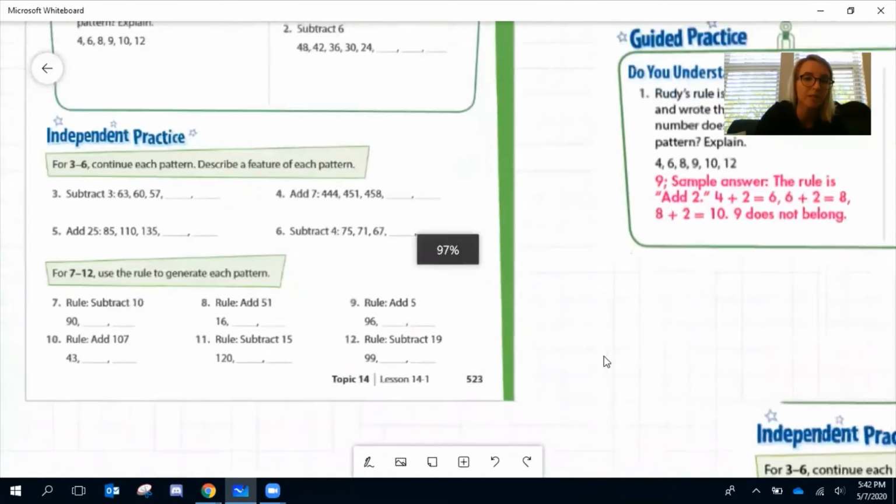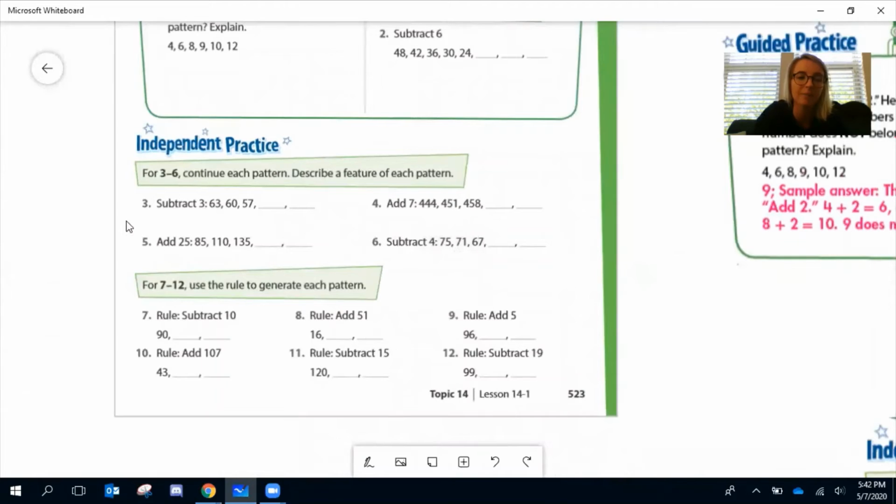At this point, we're going to move on to the independent practice. So I'm going to have you guys complete numbers 3 through 12, and then we'll go over those. So at this point, pause the video, complete numbers 3 through 12, and then we'll go over them together.